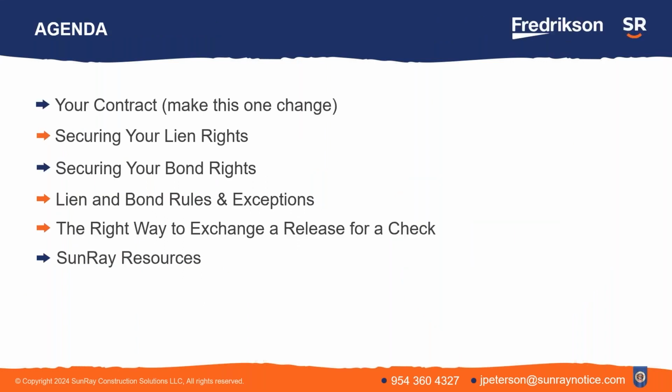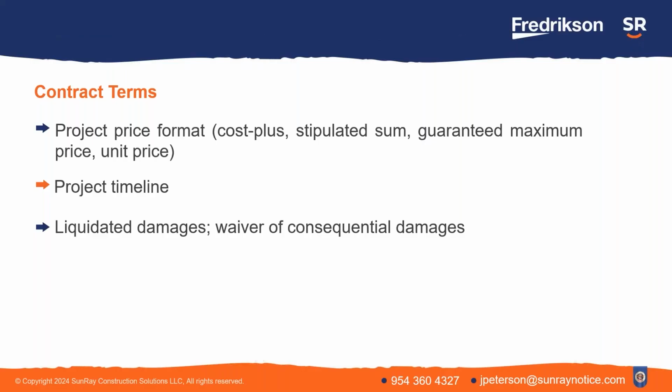We have an agenda here so we can get everybody oriented on what we're talking about today. The first concept is your contract, the contract you use either as a contractor or a subcontractor or a material supplier, and the things you want to make sure you have in your contract relative to payment. Then we will talk about how you secure your lien rights, how you secure your bond rights if it's a public project, and some rules and some exceptions relating to both of those topics. And then finally, we'll talk about how you exchange a release when you get a check or a payment. So beginning with contract terms.